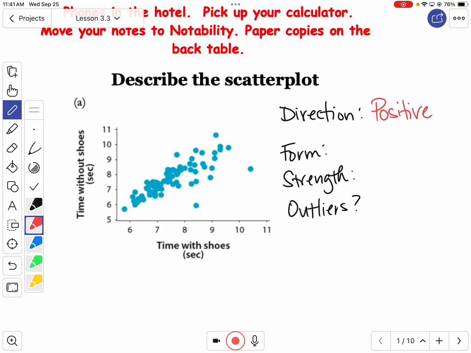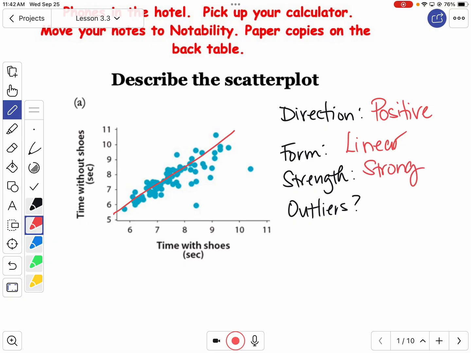What about its form? These are those words we talked about yesterday. It's linear. It looks like a line. Okay, and so if we sketched a line through it, it might look something like that. What about its strength? Yeah, I think I'd probably call this one pretty strong, right? I mean, everything's pretty much clumped right there together around that line, so I'd probably call that one strong.